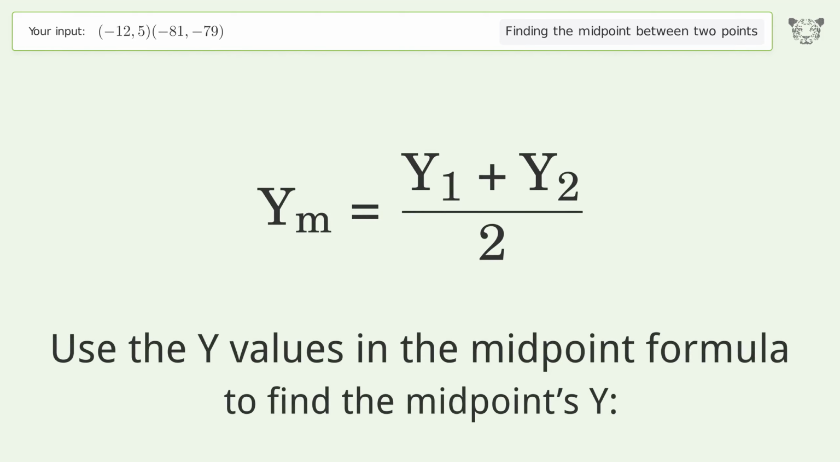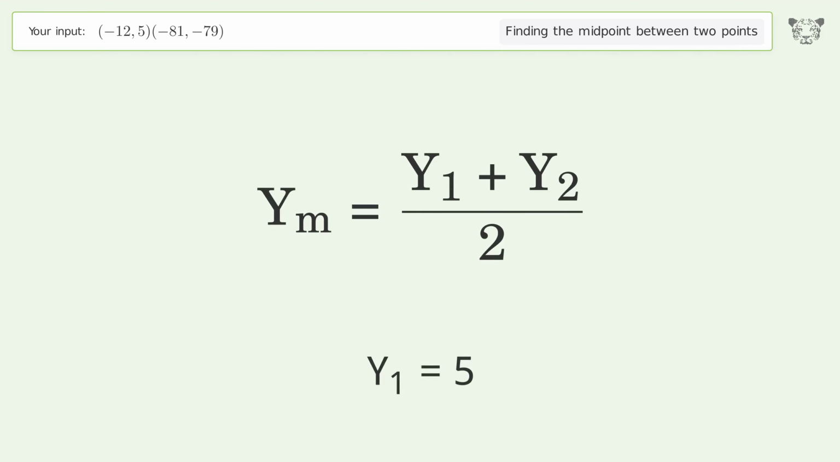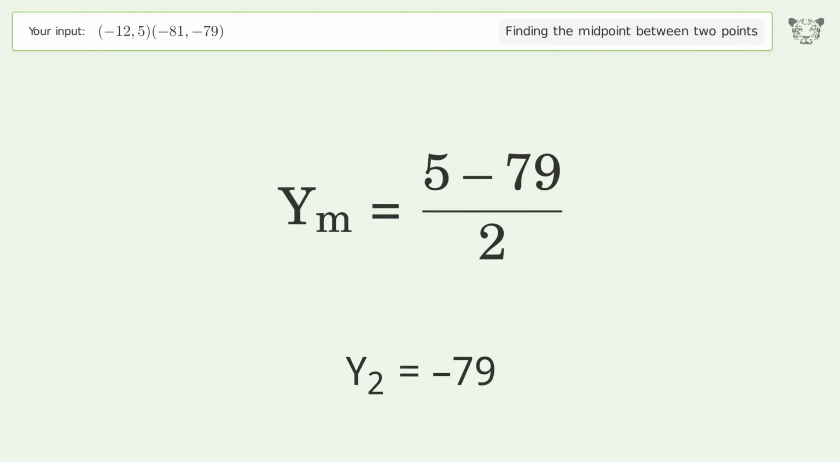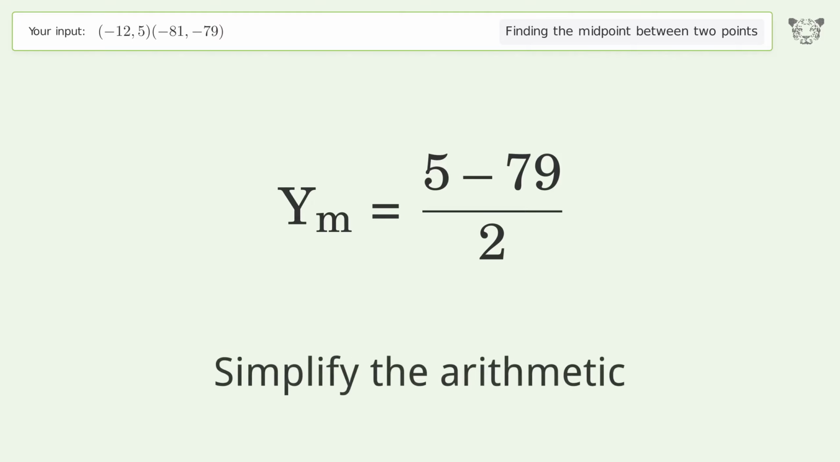Use the y values in the midpoint formula to find the midpoint's y. y1 equals 5. y2 equals -79. Simplify the arithmetic.